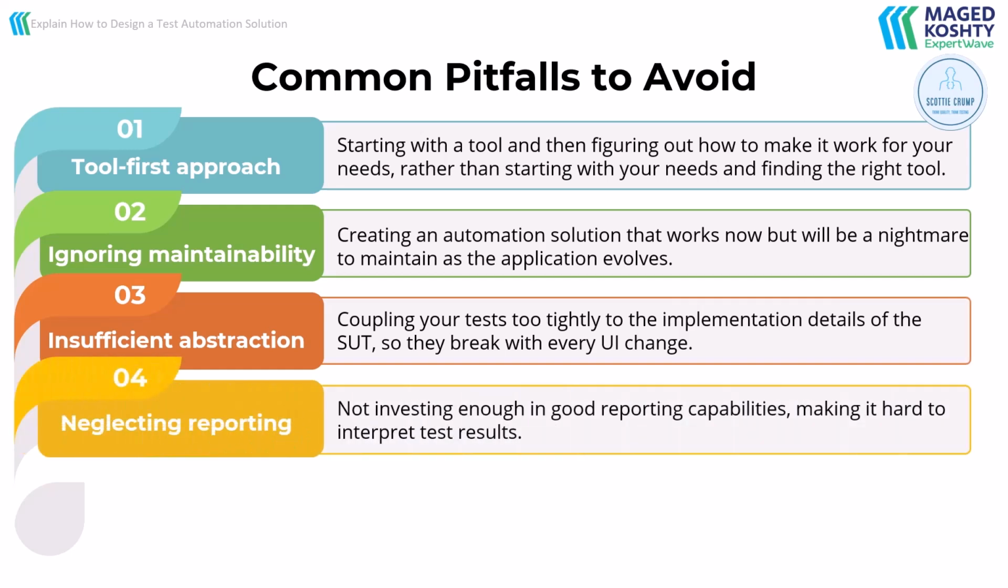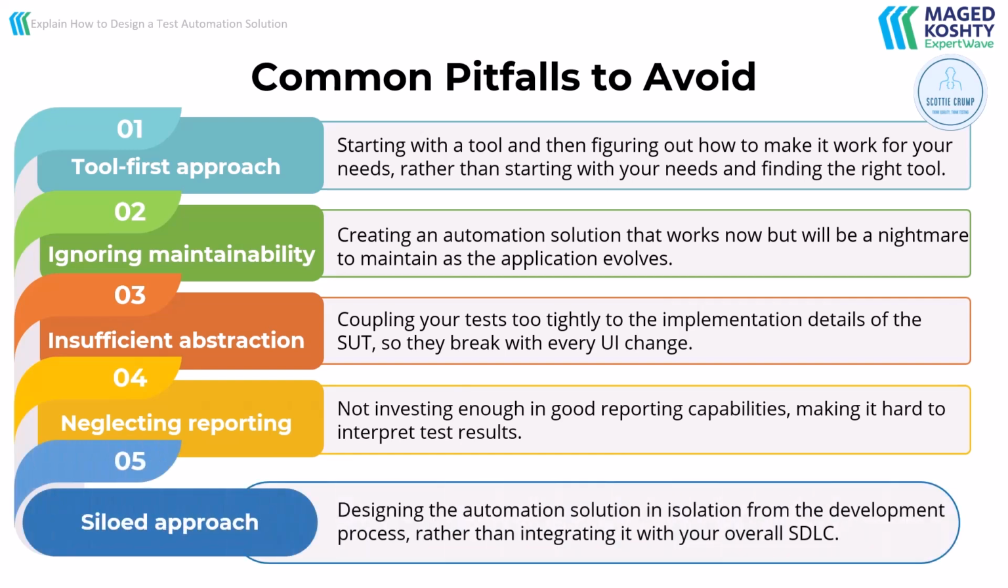Neglecting reporting. Not investing enough in good reporting capabilities, making it hard to interpret test results. Siloed approach. Designing the automation solution in isolation from the development process rather than integrating it with your overall SDLC.